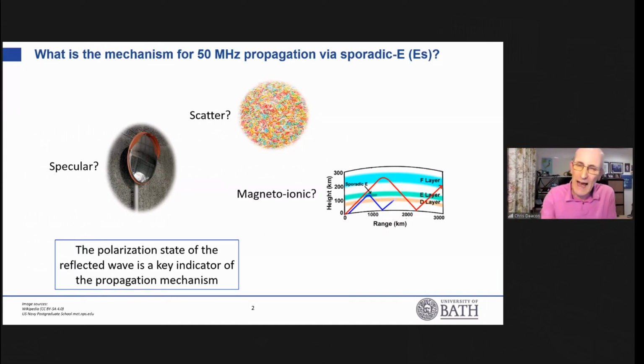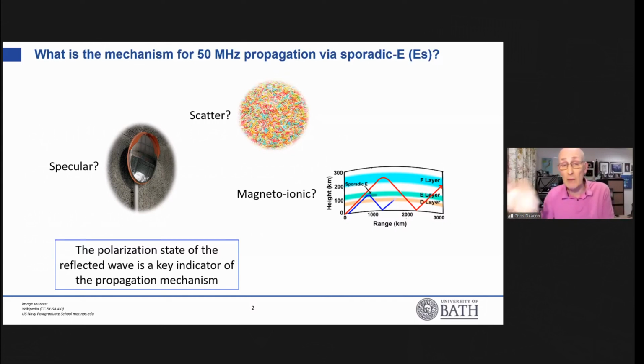But even if it's that, sporadic E is different. It's formed by a different mechanism. The ionization is very intense but very thin, and that's likely to change. To me, right from the start, it was likely to change what happens in a qualitative as well as a quantitative way. And the polarization state of the reflected wave, I think, is a key mechanism, a key way to find out which of these it actually is, because a mirror will just reflect a linearly polarized wave.